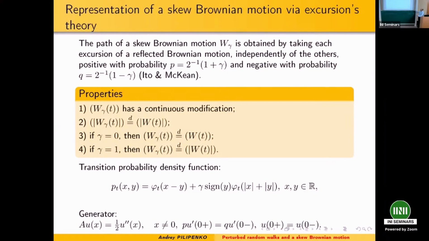You can describe this process in a constructive way, like Ito-McKean, or by the transition probability density function. You can write a generator, but you have to be careful about what the domain is. The domain is functions that are twice continuously differentiable everywhere except at 0. The second derivative is bounded, and you have some additional condition at 0.